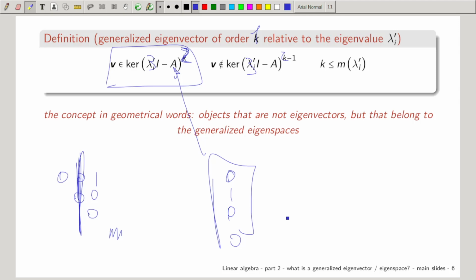Read the slide. You see? The vector 0, 1, 0, 0 is not in iteration 1. True? It's only in iteration 2. This one, how do we call it? Generalized eigenvector of order 2 relative to the eigenvalue 3.